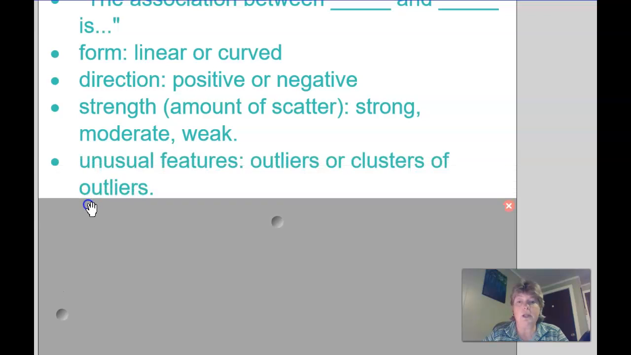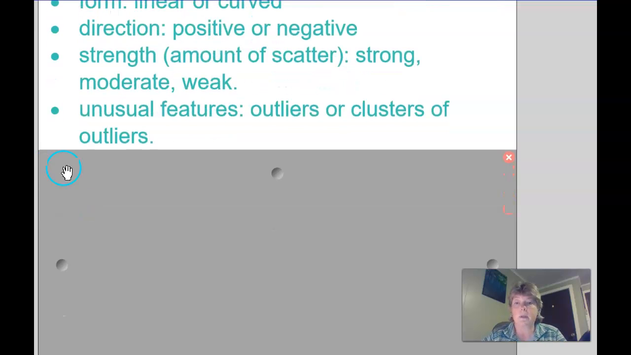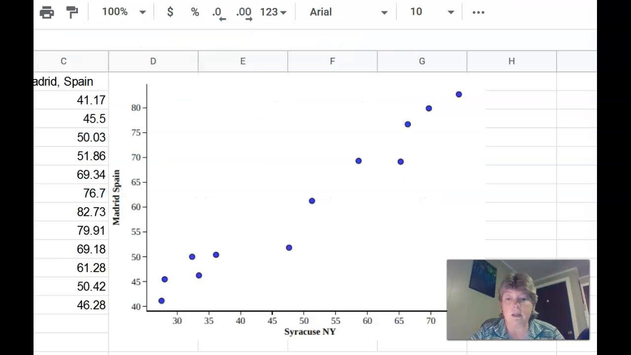And then you want to talk about unusual features. So if there are any outliers or clusters of outliers, so if there are any points that stand out, maybe deviate from the overall pattern, or follow the overall pattern but are really extreme in both the x and y directions. And then you'll also want to give an interpretation in context of what it means for the association to be positive or negative. So let's take a look at an example.